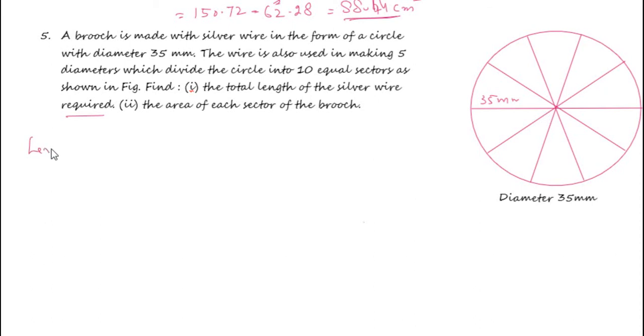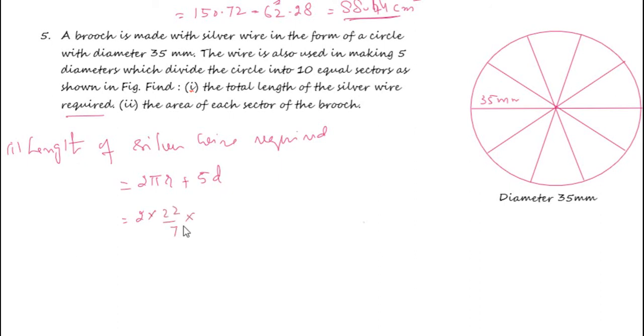Length of the first one, length of silver wire required, Z is equal to the perimeter of this circle, that is 2 pi r plus 5 times the diameter, 5 into d, that is equal to 2 into 22 divided by 7. R is 35 is the diameter, divided by 2 plus 5 into 35.